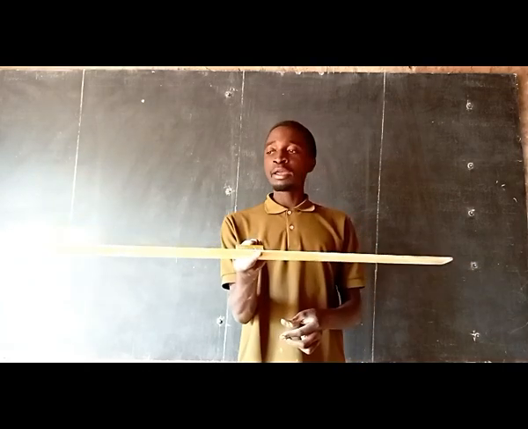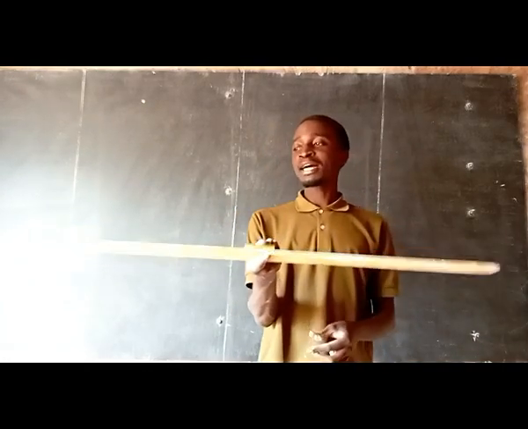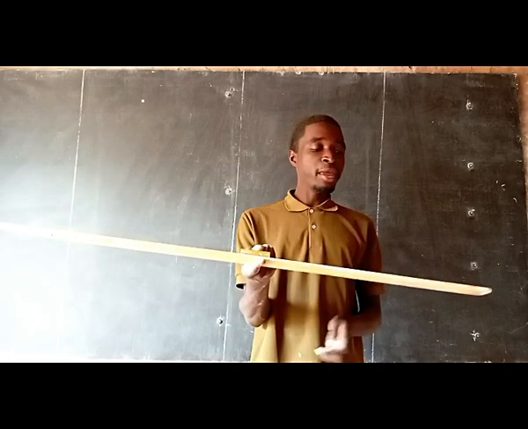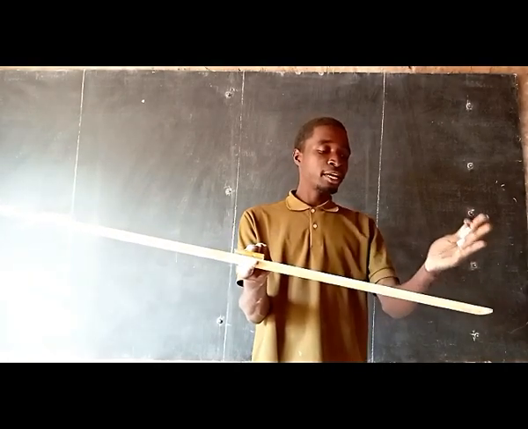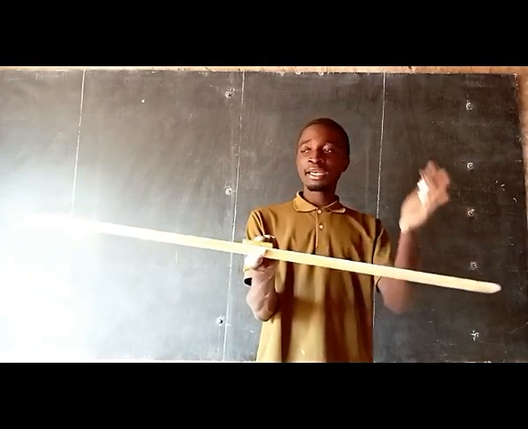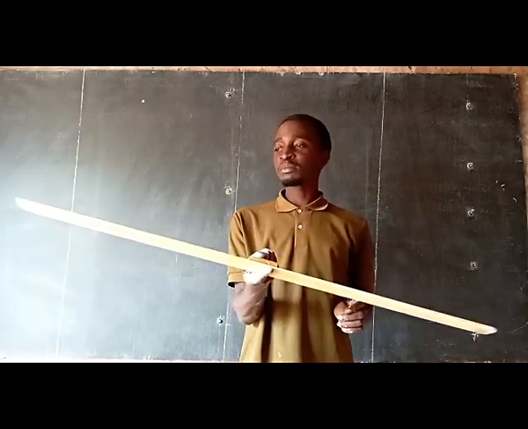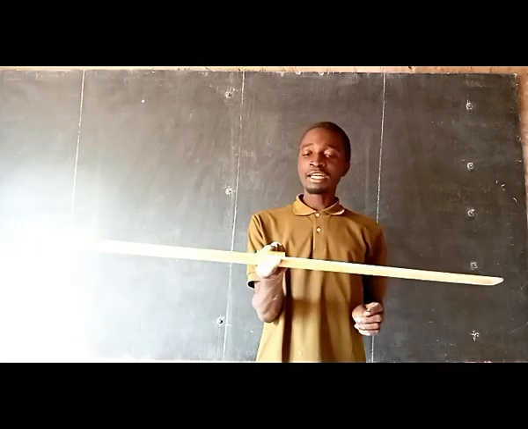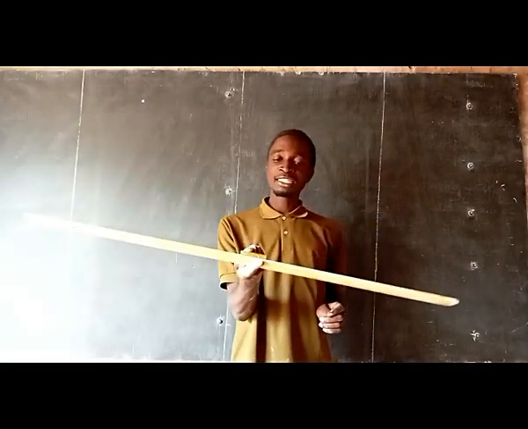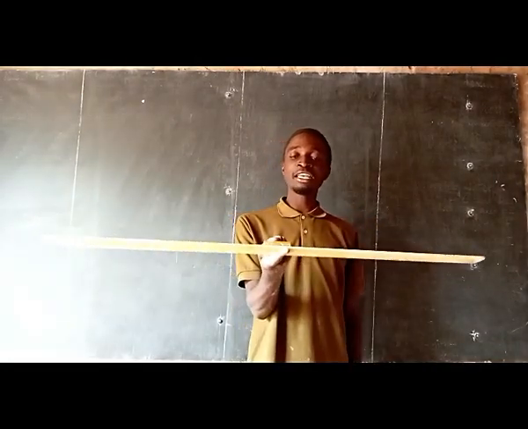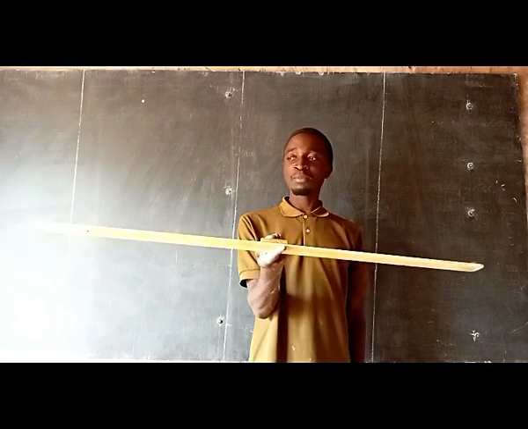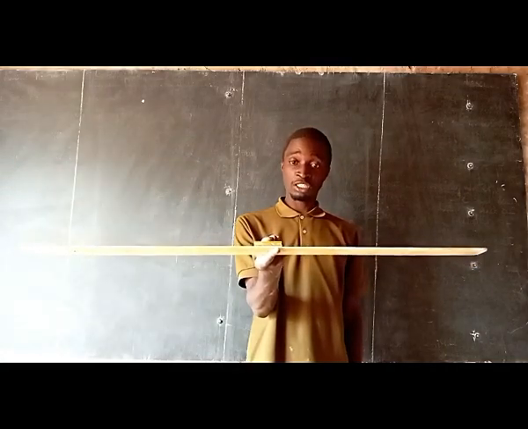Now if it is under the action of forces, just assume I put a certain weight here and another weight here, the sum of clockwise moments becomes equal to the sum of anti-clockwise moments, provided that this ruler is in balance. When it is in balance, it balances horizontally, as you may see.